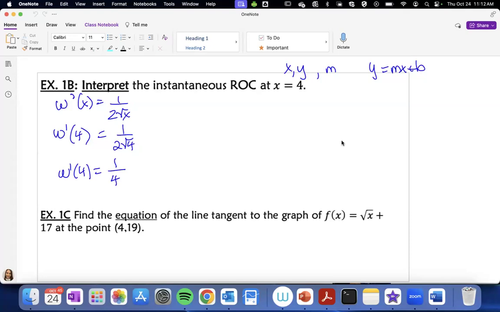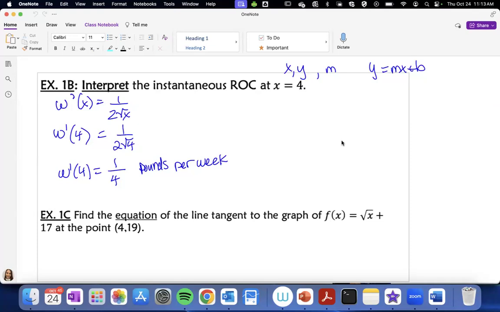According to what I just told you, what are the units of this derivative? 1/4 what? Take a look at the problem. It's your units of y over the unit of x. Yeah, Cassie. Pounds per week. Pounds per week. That's my rate, right? It's an instantaneous rate of change. So now I have to interpret this in context of the problem.